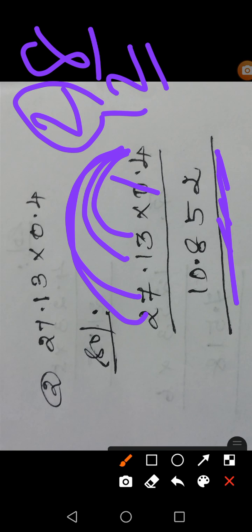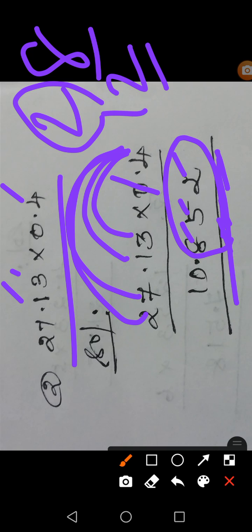10852. How to implement the decimal? In the given question the point is after 2 digits in the first number and after 1 digit in the second, so totally 3 digits. So back to front you keep the point, 1 2 3, 3 numbers before you put the point. So 10.852, that is the solution.